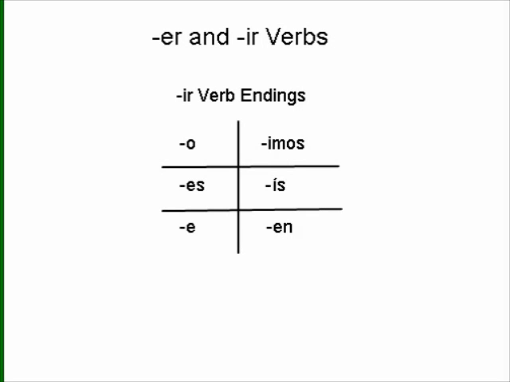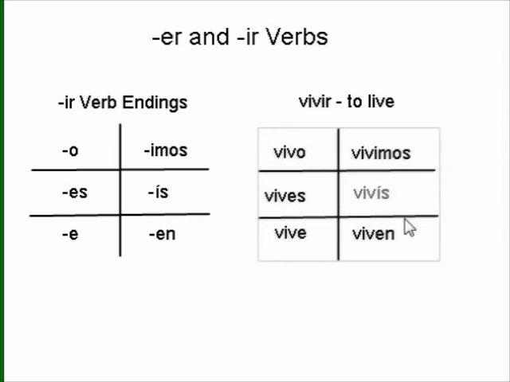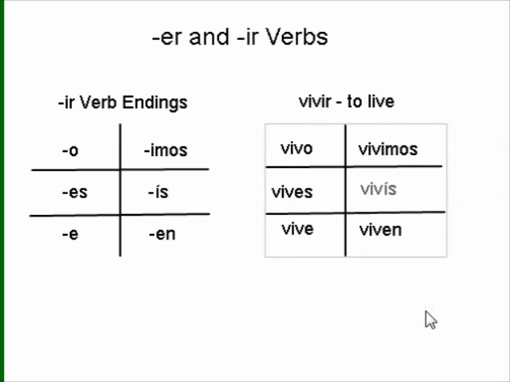The IR verb endings in the present tense are very similar to the ER verb endings. There are only a couple of differences. We have o, es, e, imos, ís, en. Let's look at an example of the verb vivir, which means to live. Again, we would start with vivir, we would cut off the ending, the IR, and then just add the new endings based on the verb chart.